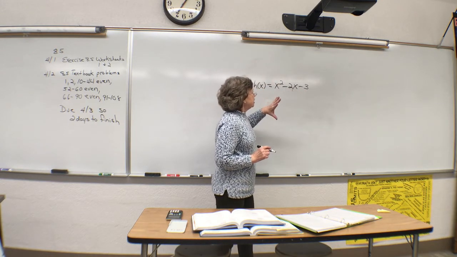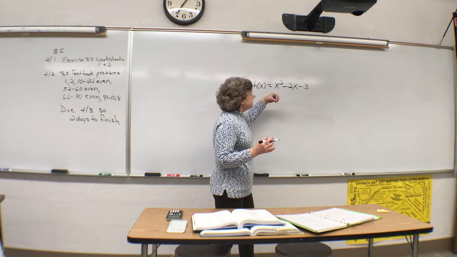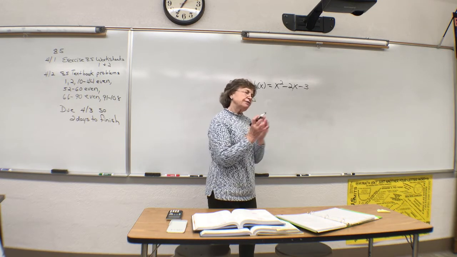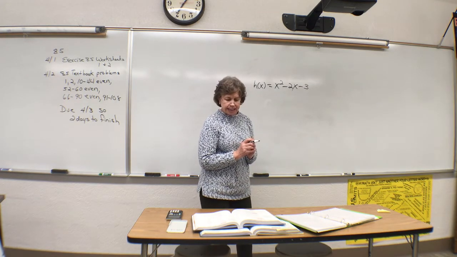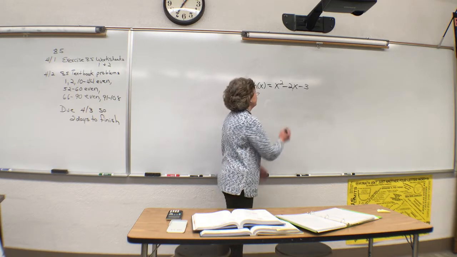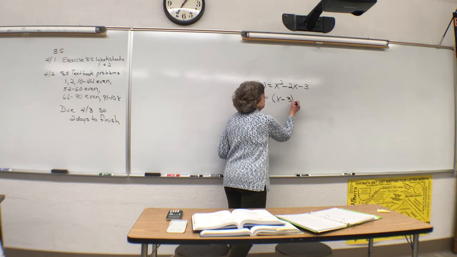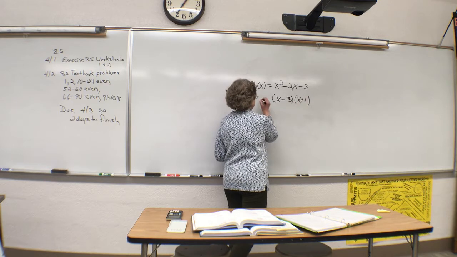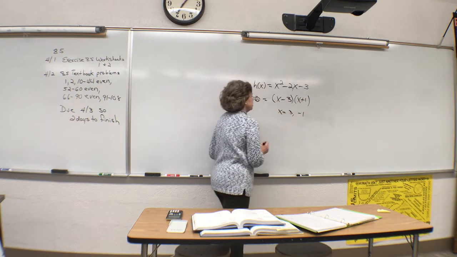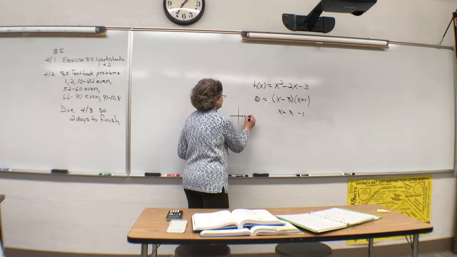It's in standard form, so I could use minus b over 2a to do it, or I could factor it and find the midpoint that way. Since we are factoring, we'll go ahead and find the zero. So I have x minus 3, x plus 1, and set that equal to 0, so x is 3 and negative 1. So if we were graphing, I've got 1, 2, 3, there's a point.